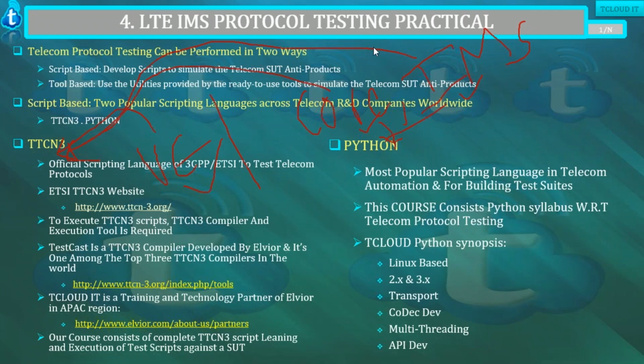So it is like a division. A lot of projects, half of the projects will work on TTCN3, half of the projects would be working on Python. Can we avoid either of these two things and get a job? No. We must require both so that we will not be losing any opportunities. So that's why we have decided to teach both these things.